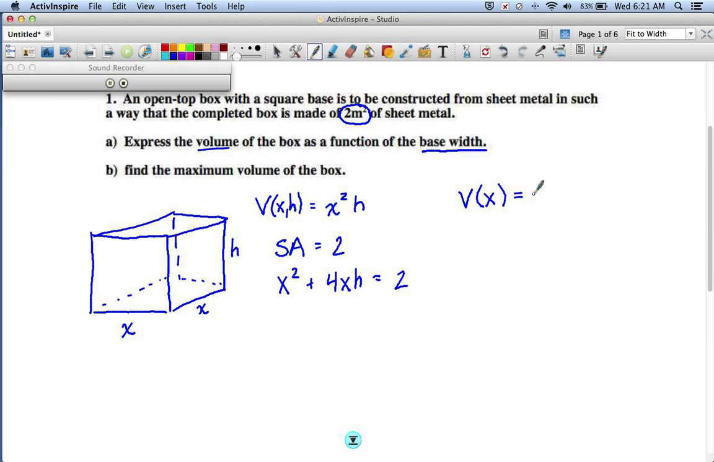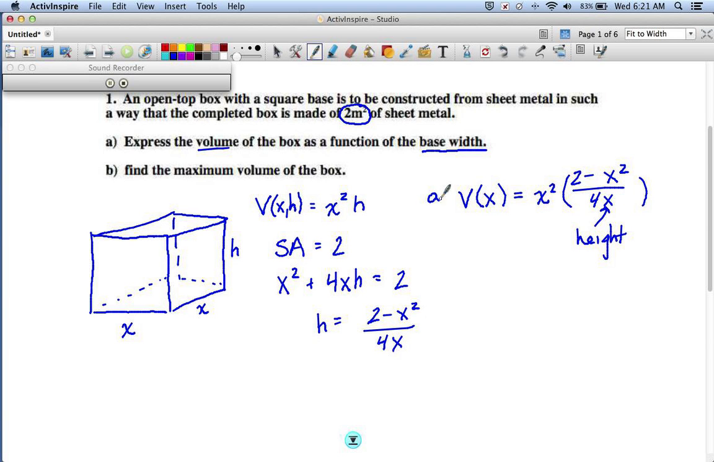Well, I'm pretty close already. I have x squared, but I need a new height. I need to find the height in terms of x. And that means we can simply take this equation right here and solve it for h, and substitute that in for h. And now I have the volume in terms of x. So that's part A. Part B is finding the maximum volume of the box.